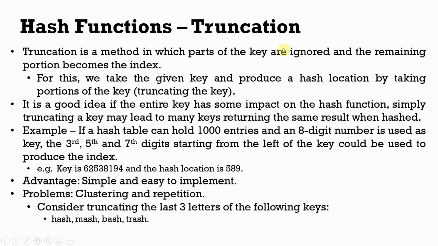Another example for this truncation function would be a hash table that can hold 1,000 entries, and 8-digit numbers are used as keys. So we pick the third, fifth, and seventh digits starting from the left of the key as the index in the hash table. If this is the key value, we use the third, fifth, and seventh locations, so this is the index. It's mapped to somewhere in the table, which has 1,000 entries. It's simple and easy to implement, but it might cause clustering. Okay.